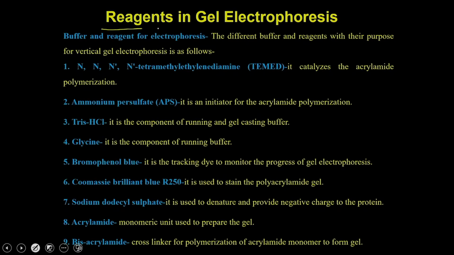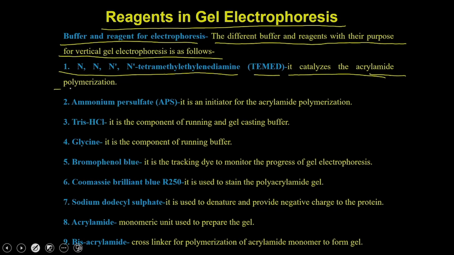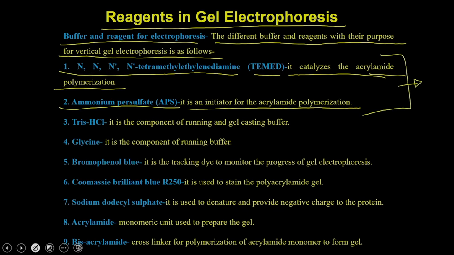The reagents you need for vertical gel electrophoresis. The different buffers and reagents with their purpose for vertical gel electrophoresis are as follows. The first thing you need is TEMED, or N,N,N',N'-tetramethylethylenediamine, and TEMED is a catalyst; it catalyzes the acrylamide polymerization. Then you require ammonium persulfate, or APS, which is an initiator of the acrylamide polymerization. Together these two components are required to polymerize the acrylamide.